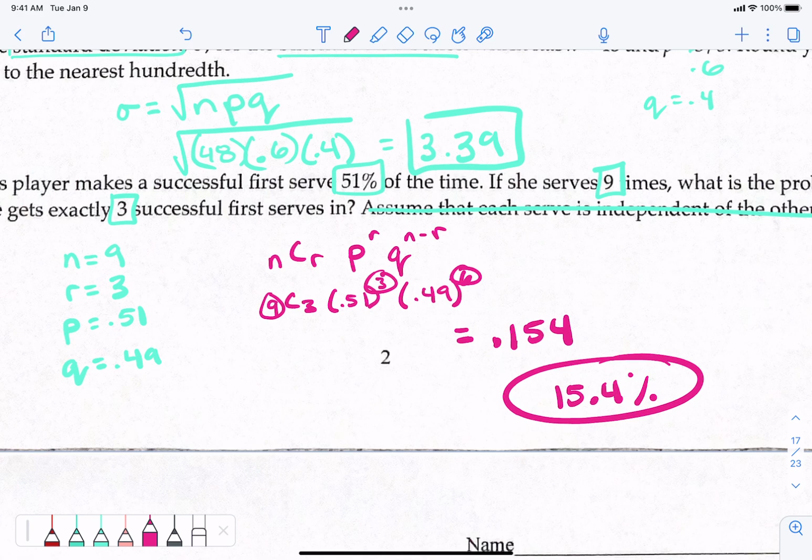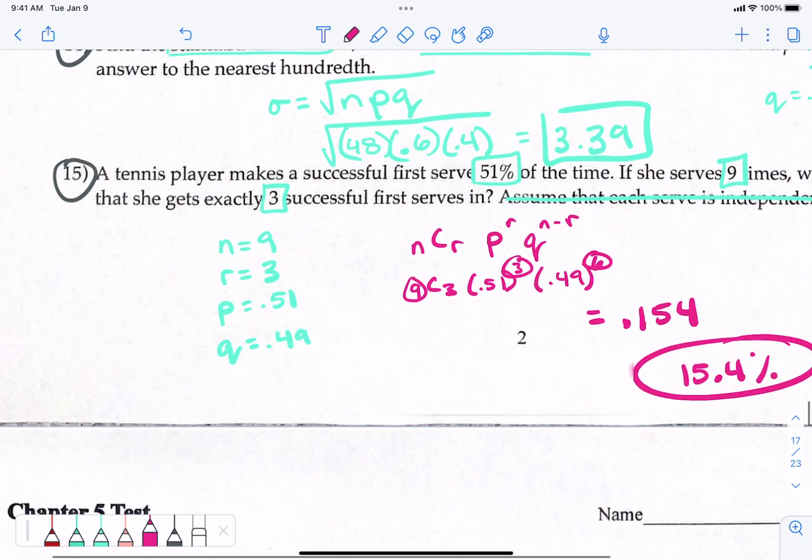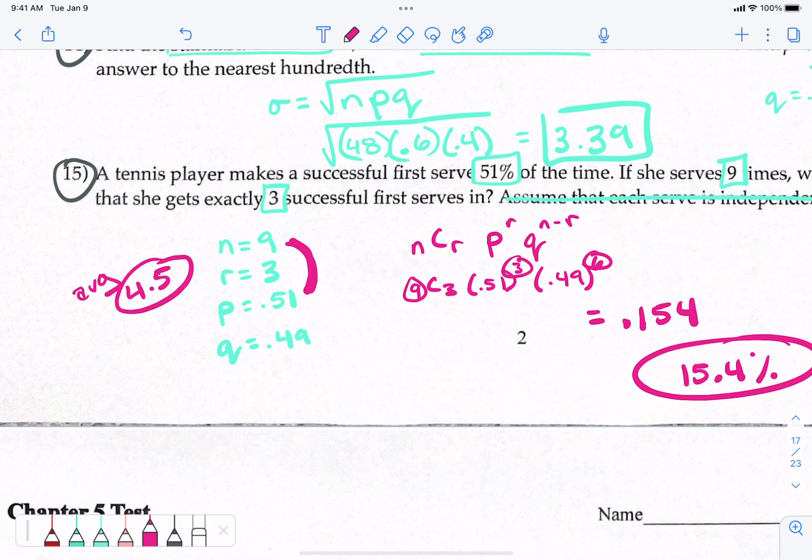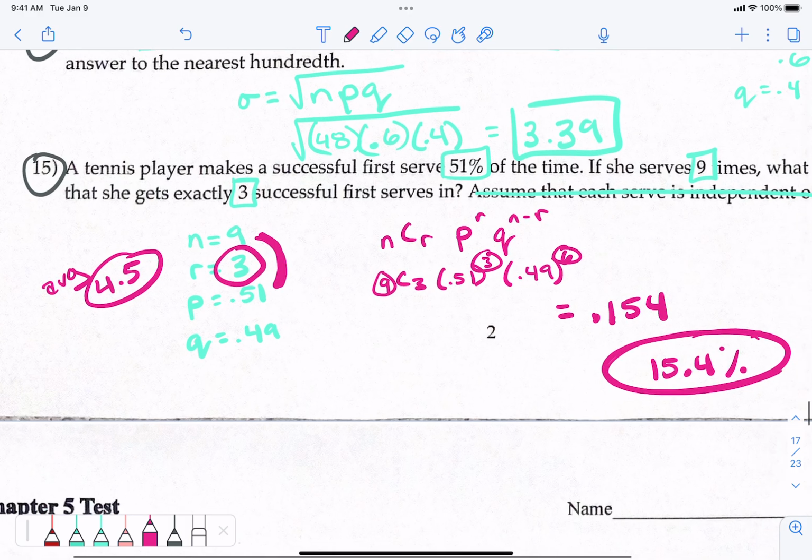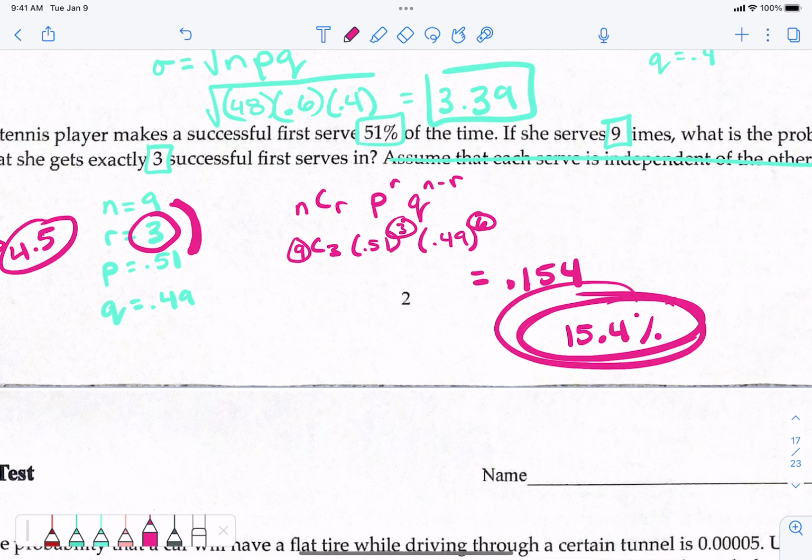Okay, now, hold on just a second. 51% of the time she has a successful first serve and she has 9 serves, right? 51% is about half. Half of 9 would be about 4.5, right? So the average would be about 4.5-ish, right? So if she, on average, would serve 4.5 serves in, what's the chance that she only serves 3 in? That's not way far off from 4.5. So this percentage is not going to be like 0.000 something, right?